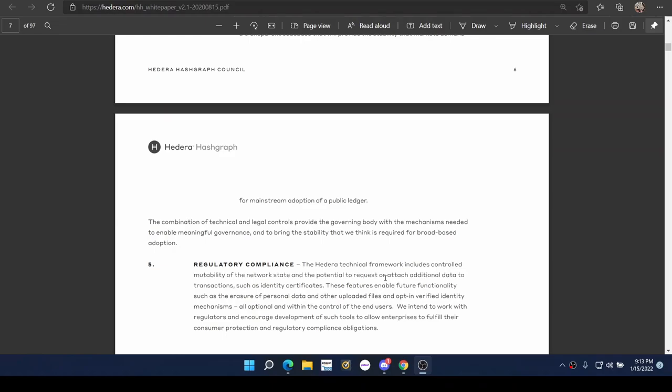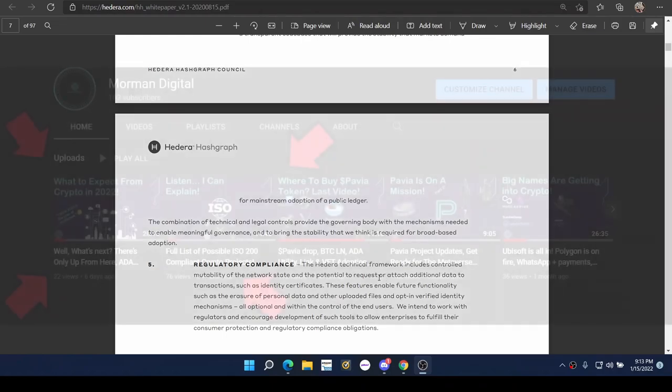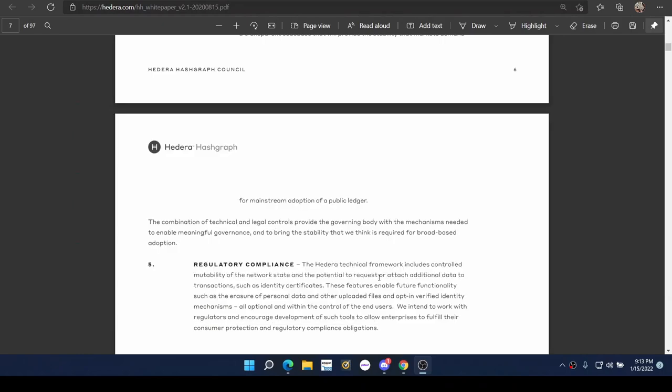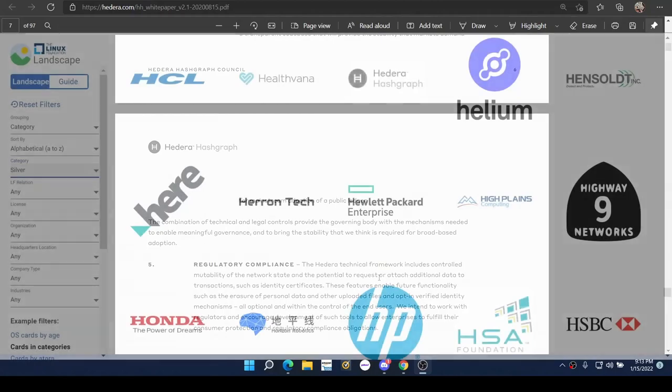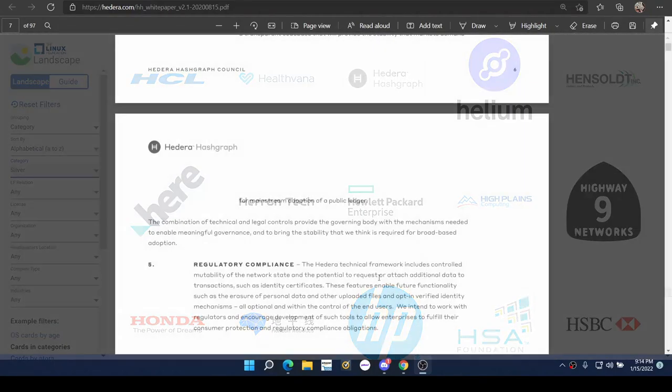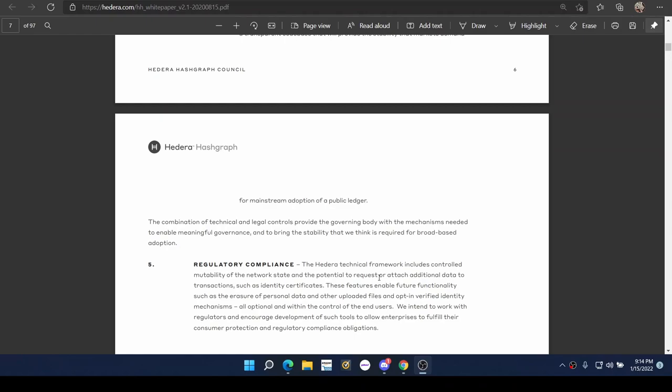Now, if you guys have not watched my last two videos, I did cover the fact that Hedera Hashgraph was partnered with the Linux Foundation. And the Linux Foundation is basically a breeding ground for companies that want to gain exposure to enterprise-sized companies. So LG, Google, Amazon, all of those big companies have a lot of capital behind them.